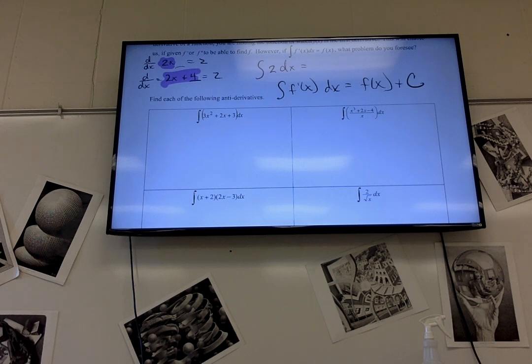Okay, so here we go. We're taking the antiderivative of each one of these. So you can spread out the antiderivative. You're taking the antiderivative of 3x squared plus the antiderivative of 2x plus the antiderivative of 3.